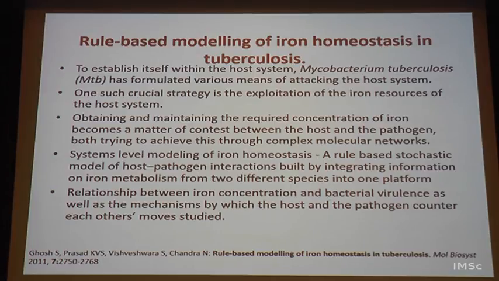Okay. So, systems modeling of ion homeostasis was required because of this. So, a rule based stochastic model of this host pathogen interaction was built by integrating information on ion metabolism from 2 different species onto one platform. Like I said, this kind of modeling tool was already available, which is what we used. In this case, it was called Kappa. So, the relationship between ion concentration and bacterial virulence, as well as the mechanisms by which they encounter each other, was studied.